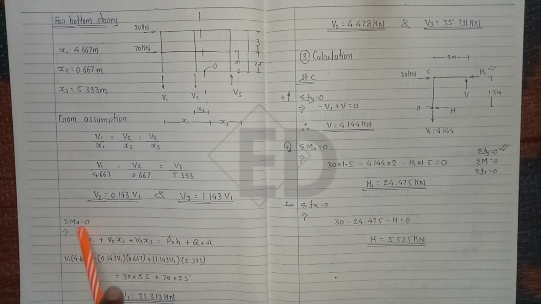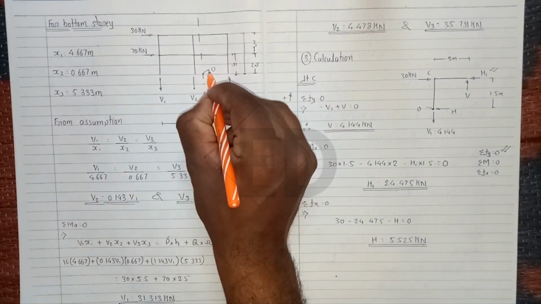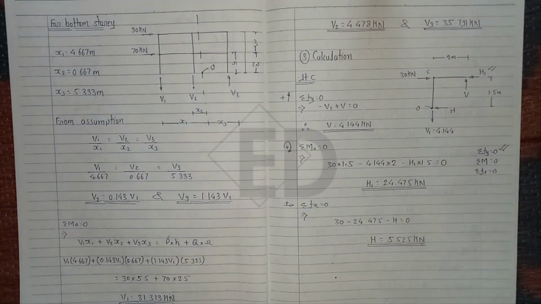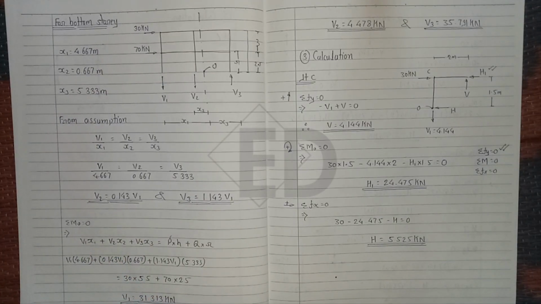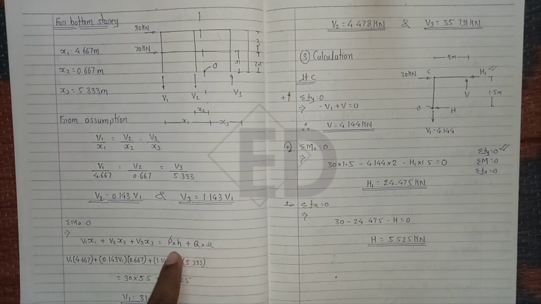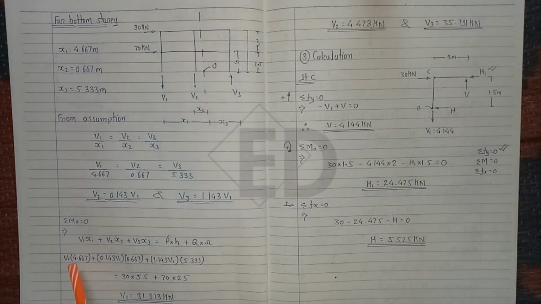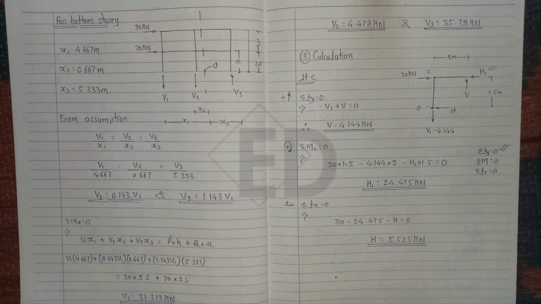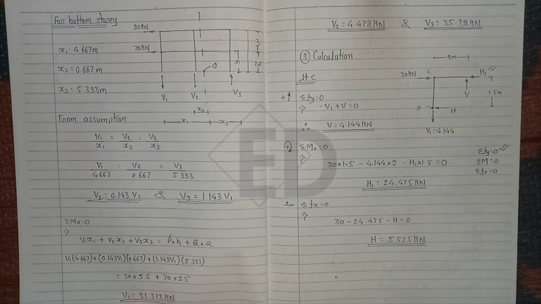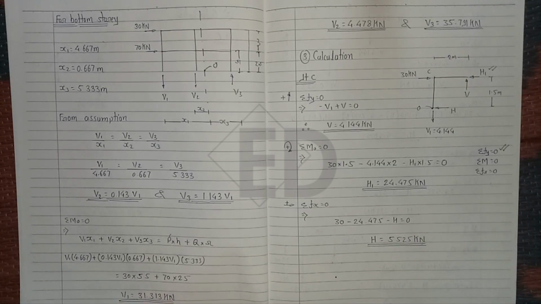Okay, so just take the moment at point O equals to 0, that is v1 x1 plus v2 x2 plus v3 x3 equals to P into h plus Q into r, meaning two forces. So just put all the values. We have only one unknown, v1, so it is very easy for us to calculate the value of v1, which we get as 31.313 kilonewton.